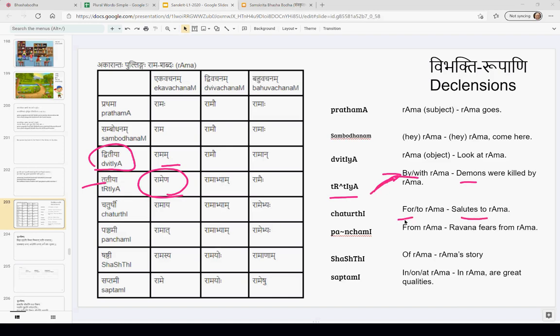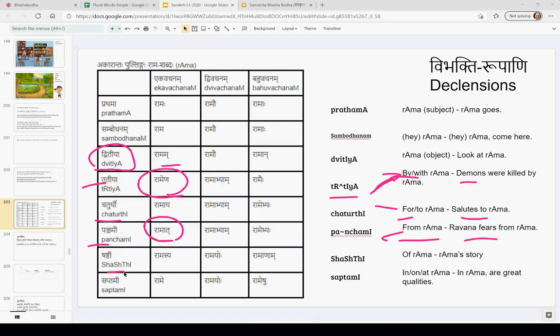So similarly, there are others also, like when there is a for or to kind of preposition, salutes to Rama or for Rama. In that case, we use the fourth declension form, and the fifth declension form when there is something like from, like Ravana fears from Rama, or another example is the river flows from the mountain, or the leaf falls from the tree. So where there is a from kind of relation, we use the fifth declension form.